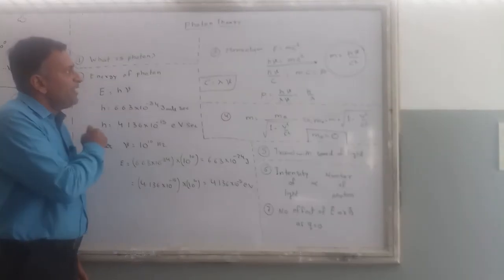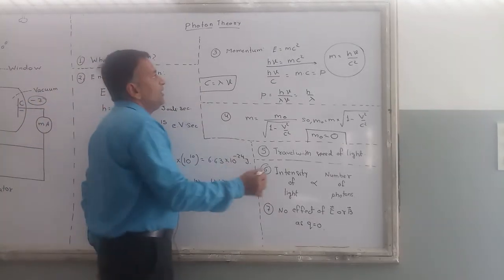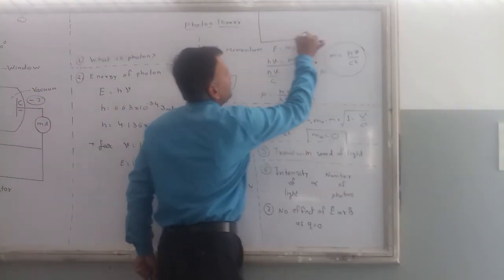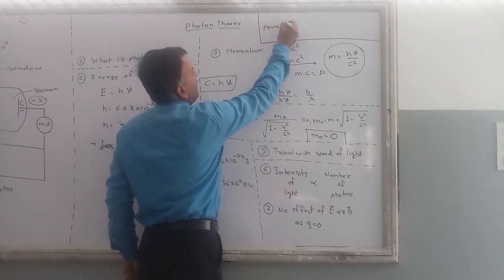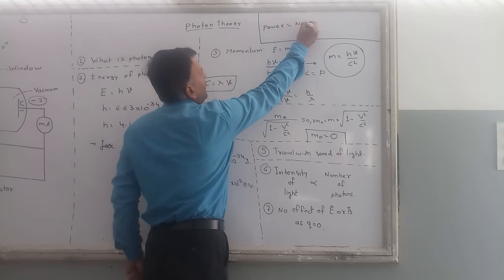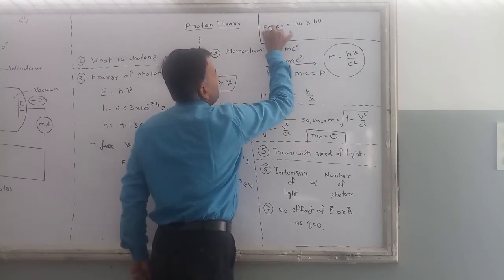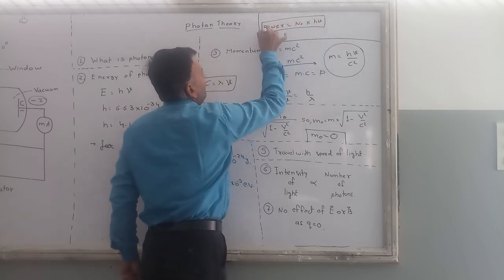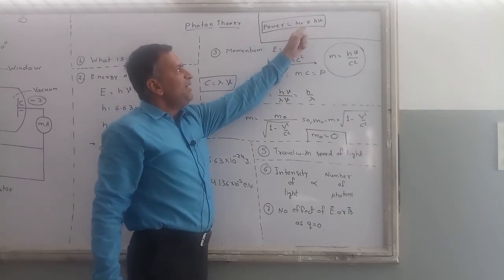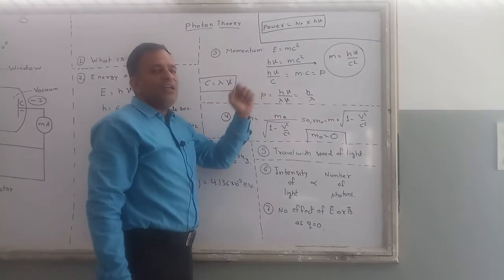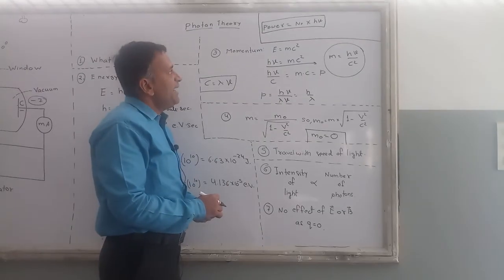And before I leave, I will tell you one more formula that will be useful in calculation of numerical problems. Power of photons, or power of a light beam, is equal to number of photons into h nu. Power of photons is equal to number of photons multiplied by h nu. Now what is the basic formula of power? Power is energy upon time.